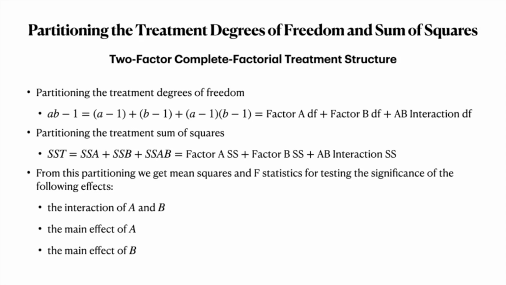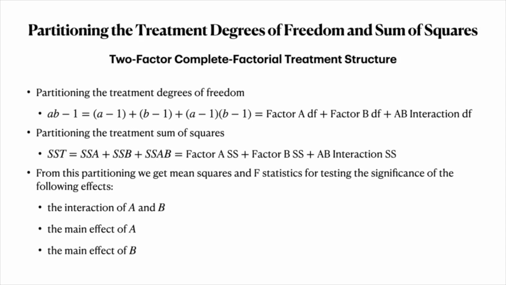Now, along with partitioning the treatment degrees of freedom, we're going to partition the treatment sum of squares. And so we have SST, we computed that in the first step. And what we're going to do is to partition that treatment sum of squares into three components: the sum of squares due to factor A, the sum of squares associated with factor B, and the sum of squares that correspond to the interaction of A and B. All right, and those three components are denoted SSA, SSB, and SSAB, respectively.